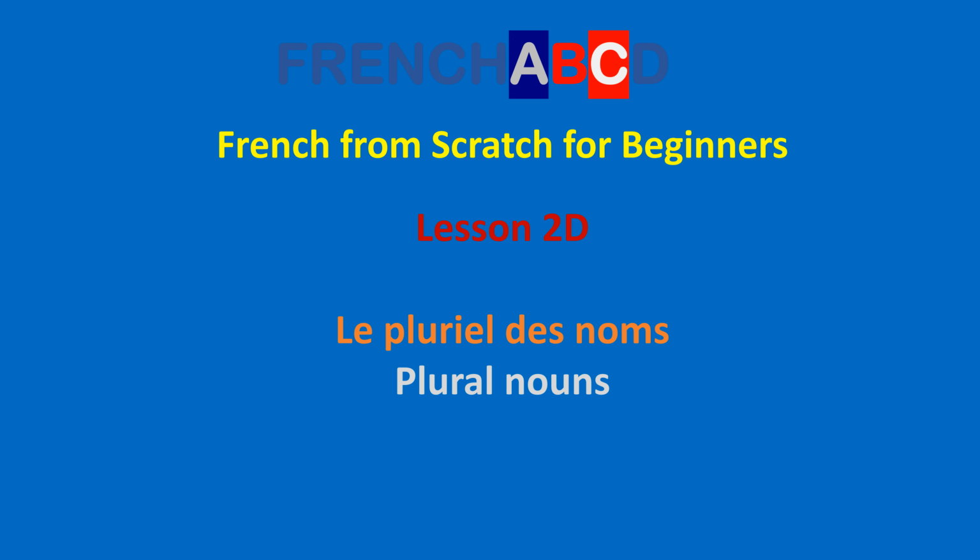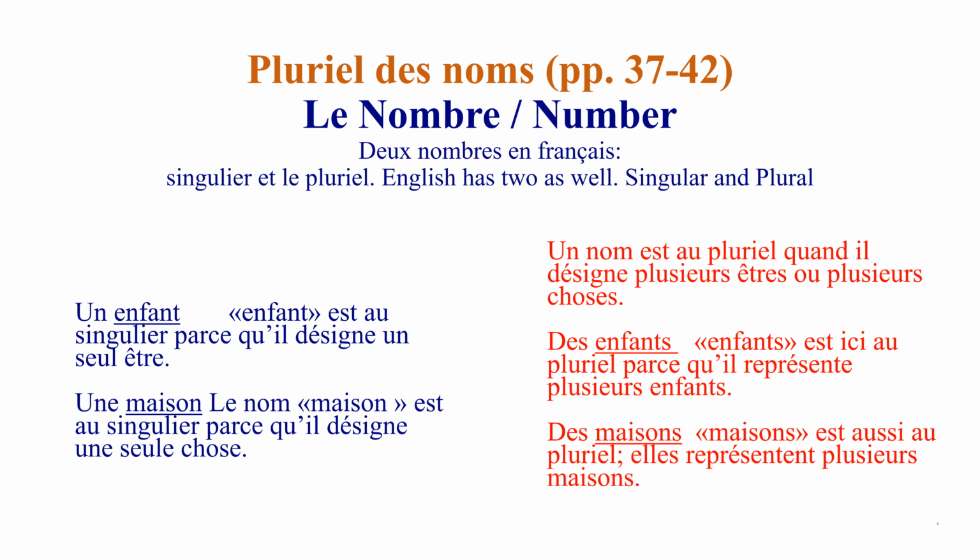This is part of the series French from Scratch for Beginners. Today we're going to look at le pluriel des noms, in English plural nouns. Le pluriel des noms, which is plural nouns. The reference is page 37 to 42 in the manual.